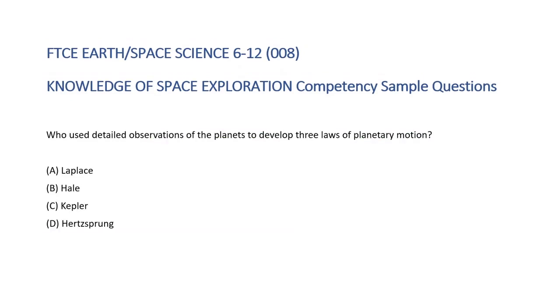Who used detailed observations of the planets to develop 3 laws of planetary motion? A. Laplace, B. Hale, C. Kepler, or D. Hertzsprung? Well, Kepler is the correct answer. He developed 3 laws of planetary motion that describe the orbits of planets around the sun. These laws were based on his own detailed observation, as well as those of his mentor, Tycho Brahe. So therefore, Kepler, C, is the answer choice that's correct.